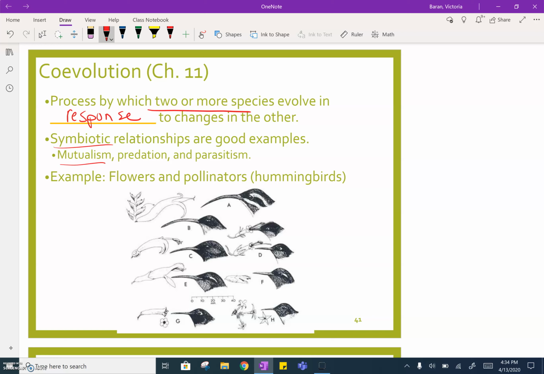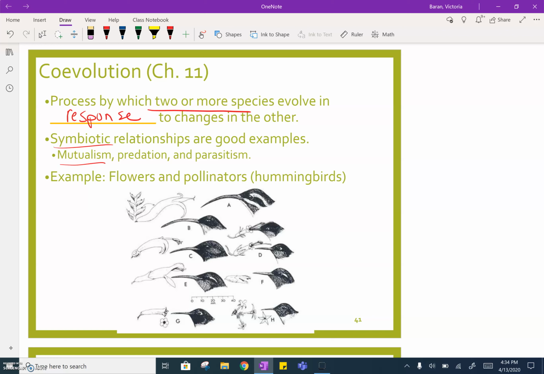Mutualism being an example in which both organisms benefit. Predation, there's predator prey. Parasitism, there's the parasite and the host. So I'm going to go over an example of mutualism.